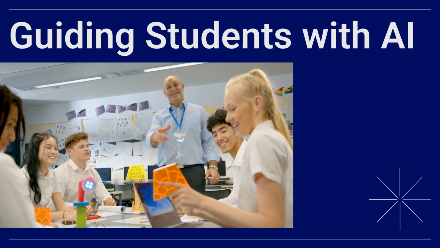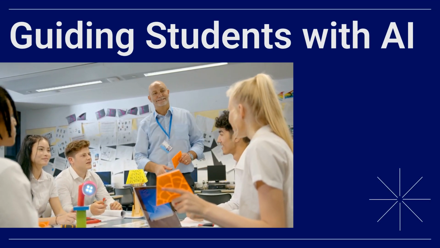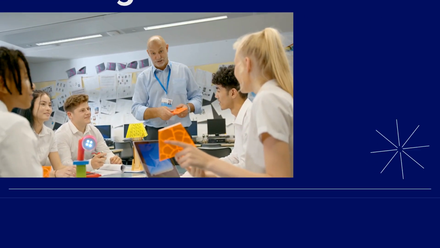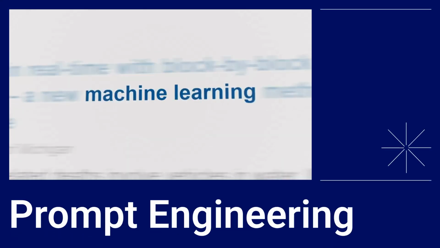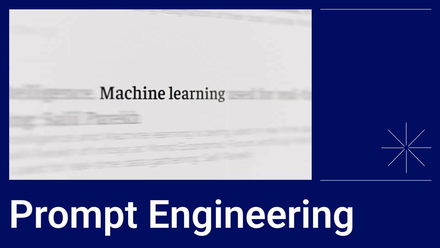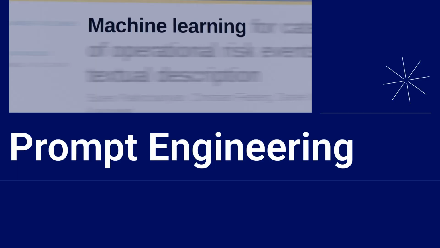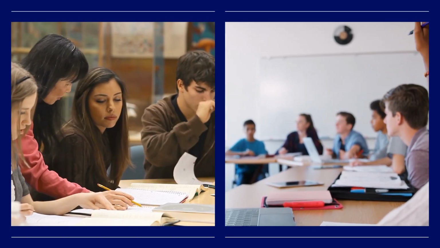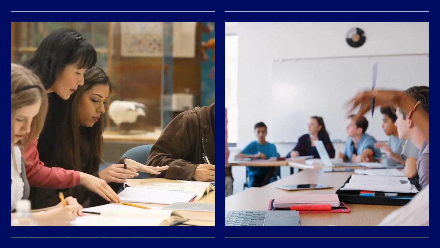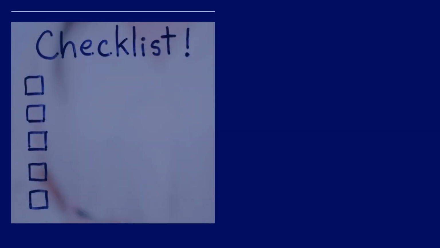Now, let's discuss how teachers can guide students to truly learn with AI rather than just relying on it. Focus heavily on prompt engineering, teaching students how to ask specific, well-structured questions to elicit the best and most useful responses from AI. Integrate AI use directly into your curriculum and assignments, making its application transparent, measurable, and relevant to learning objectives. The shift is simple but profound.